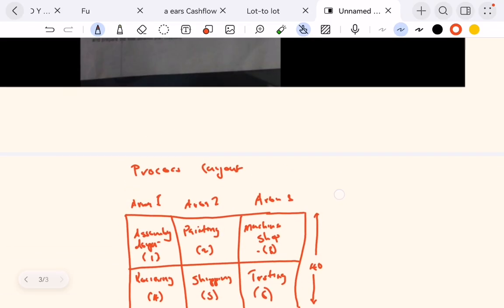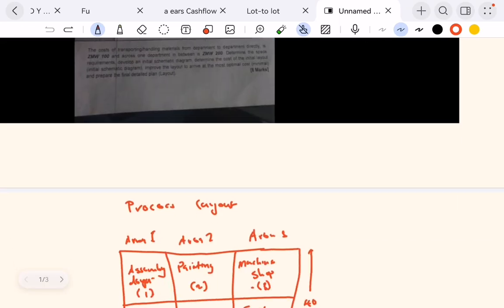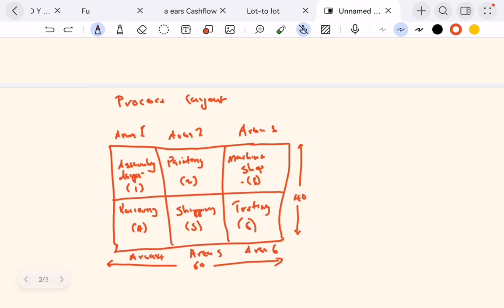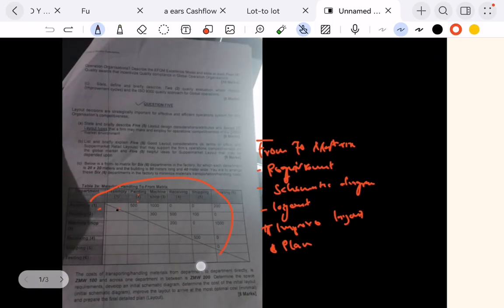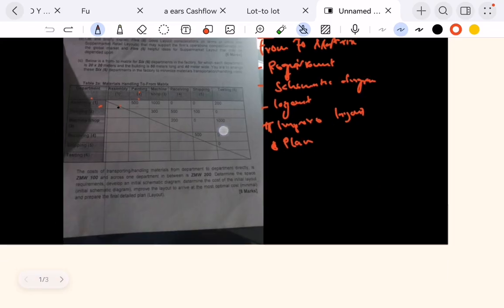We've been given this table here. So we have 1, 2, 3, 4, 5, 6. This 1, 2, 3, 4, 5, 6. We also have this side 1, 2, 3, 4, 5, 6. Okay. So what this means is that we have these 6 departments. That's what this table represents. There are 6 departments.